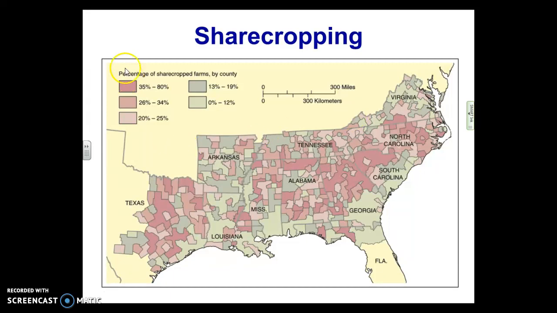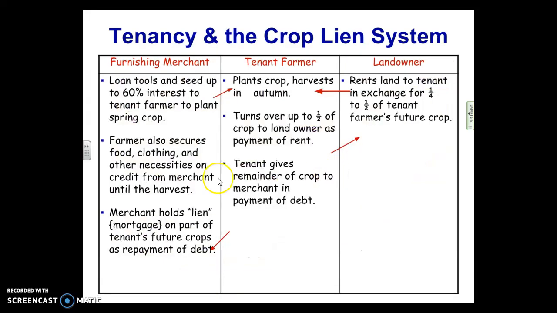You can see where sharecropping really took hold in parts of Texas and Mississippi, Alabama, South Carolina, etc., all throughout different parts of the South here. So here's your tenant farmer. Here's your former slave. He plants the crops in the spring, harvests in the autumn. To get the material he needs, he goes to a merchant. That person gives him tools and seed, all that kind of stuff, and charges lots of interest on him to plant the crop. He also has to get his clothing, his necessities, all those kind of deals. And then there's a mortgage, if you will, on your future crop as payment.